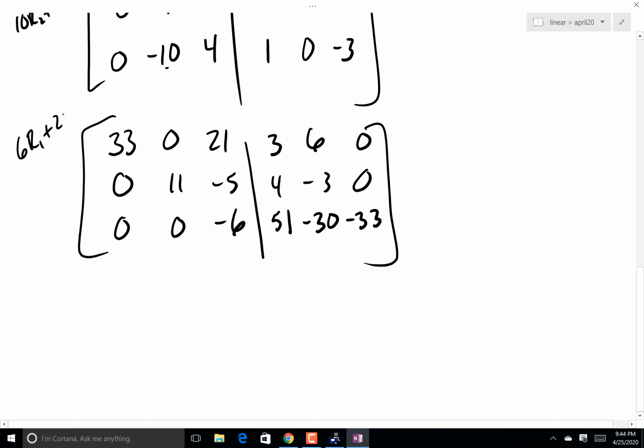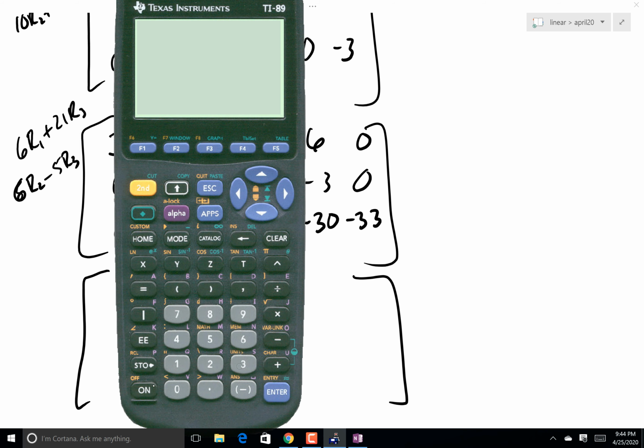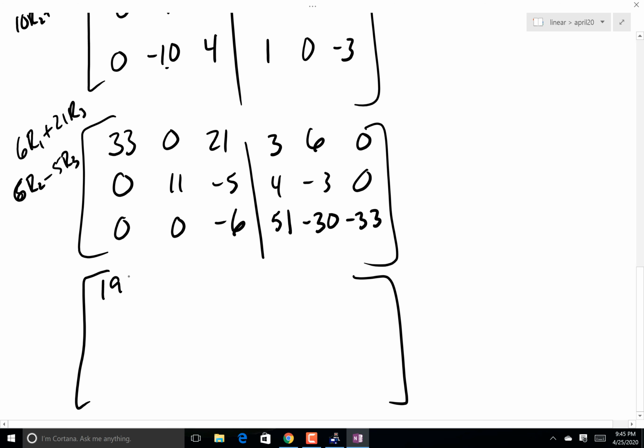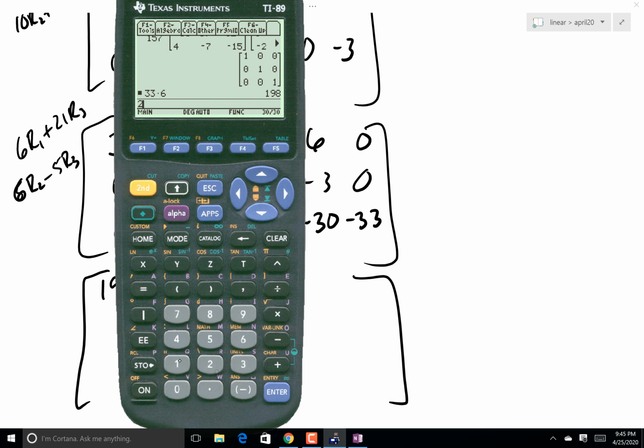It's going to be 6r1 plus 21r3. And it's going to be 6, rather, r2 minus 5r3. So on the top row, it's going to be 6 times 33 is, I don't remember, it's late, 198. And then it's going to be plus 21 times 11, 231.